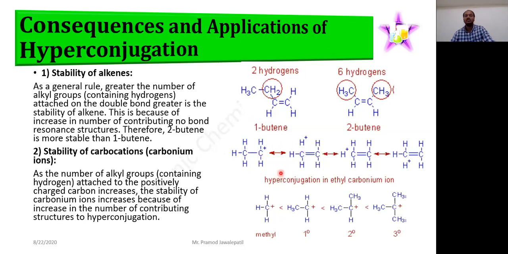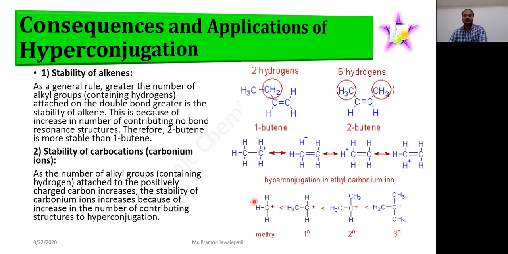As the number of hydrogen atoms increases, the stability of the carbocation goes on increasing because of the resonance structures, or the possibility of the carbon-hydrogen bonded pair of electrons donating increases. See this hyperconjugation in the ethyl carbonium ion. It also affects the reactivity of the carbocation, that is, the tertiary carbocation is more stable as compared to secondary, as compared to primary, and methyl.